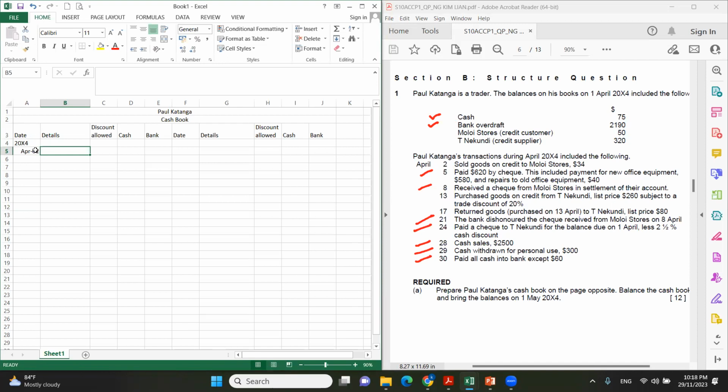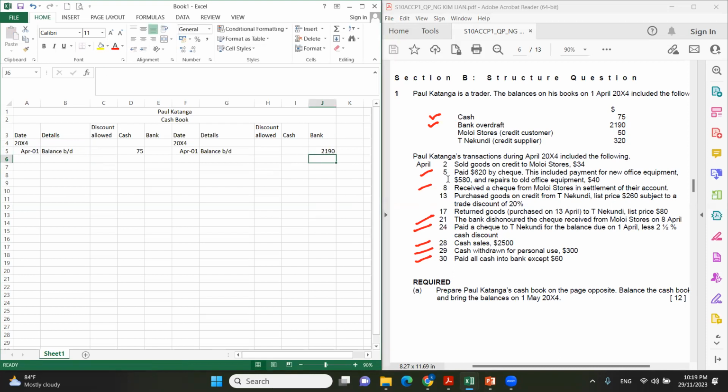Always remember, the beginning of the month is a balance brought down. So the amount of cash must always be on the debit side. That is important. Whereas bank overdraft is a liability. A liability will be on the credit side. So on your credit side, the opening balance for the bank is 2190. So this is a liability.